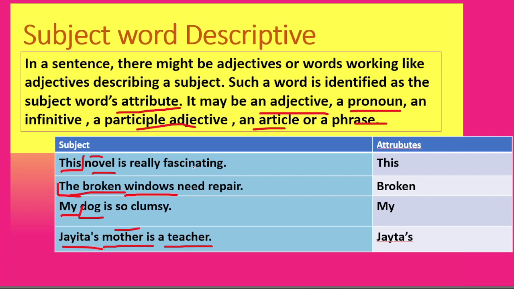সহজে যদি বুজিব বিচাৰোঁ আমি বুজিলেই হ'ল যোনকেইটা শব্দ আমাক সাবজেক্ট বা বিষয়টোৰ গুণ দেখুৱায় বা আমাক গুণটো জনায় এটোক আমি সাবজেক্ট ৱৰ্ড ডেছক্ৰিপটিভ বা সাবজেক্ট ৱৰ্ড এট্ৰিবিউট কম. আৰু প্ৰায় এই শব্দকেইটা এডজেক্টিভ হয়, যদি এডজেক্টিভ নহয় it can be a pronoun, an infinitive, a participle adjective, an article or a phrase.